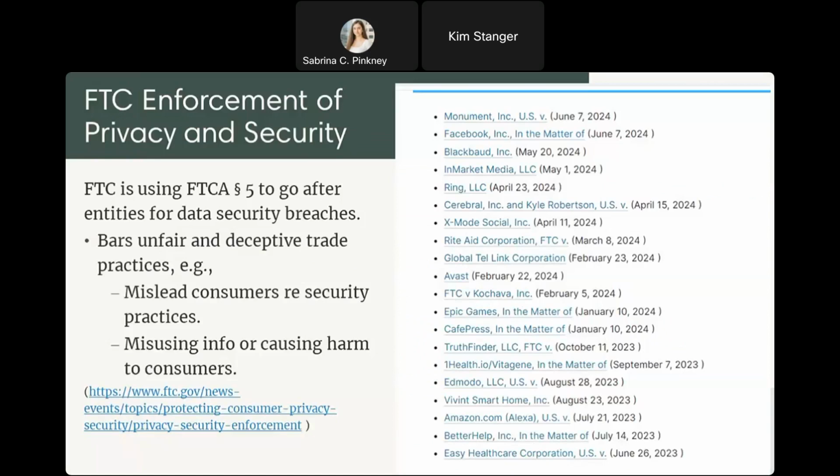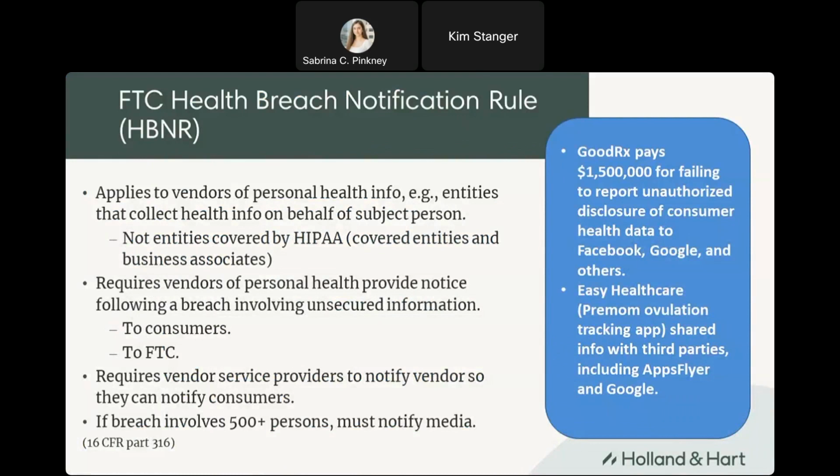Their theory is that the FTC Act prohibits unfair and deceptive trade practices, and the government takes the position that, look, if you're misleading your consumers concerning your security practices, so you're publishing these privacy policies but you're not complying with those, or you're misusing information or causing harm to consumers, then that's a violation of the Federal Trade Commission Act, and we can go after you under Section 5. You can look at some of the cases just over the last year where the government's gone after those entities. So you not only have to be concerned about HIPAA and the OCR, you've got to be concerned about the FTC.